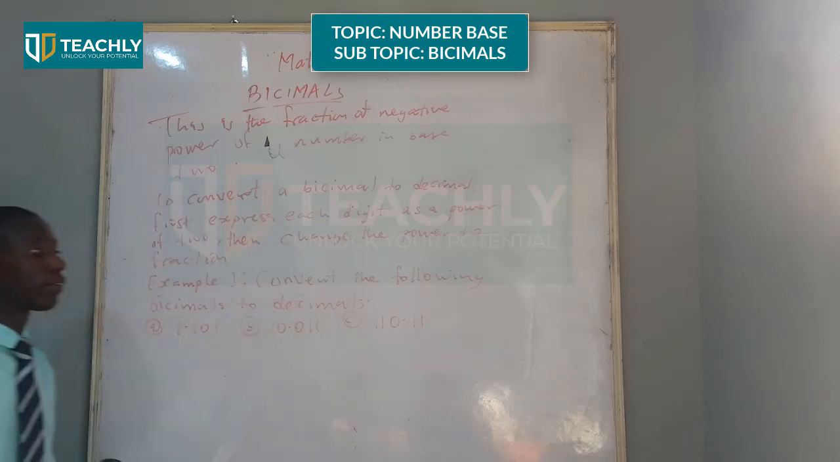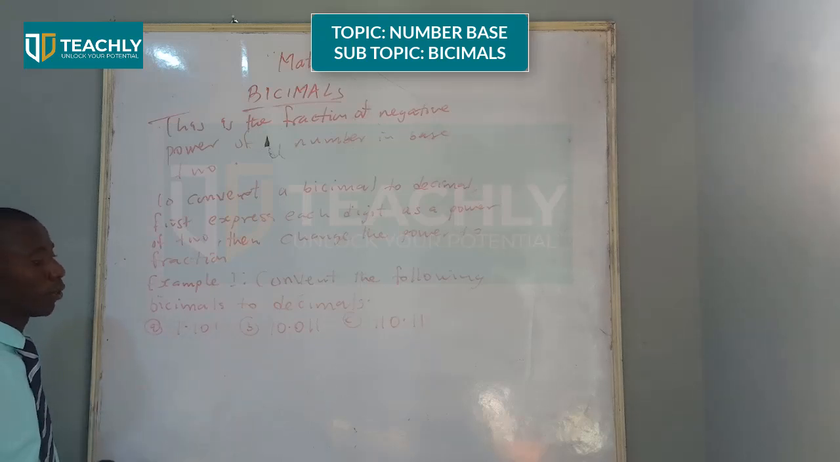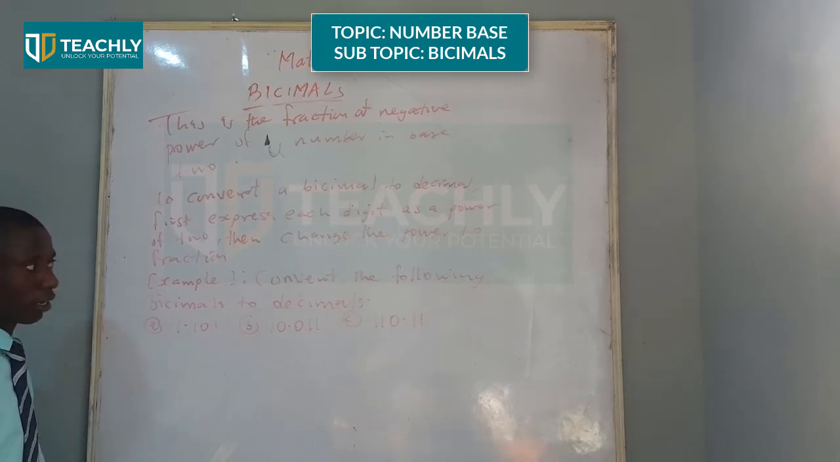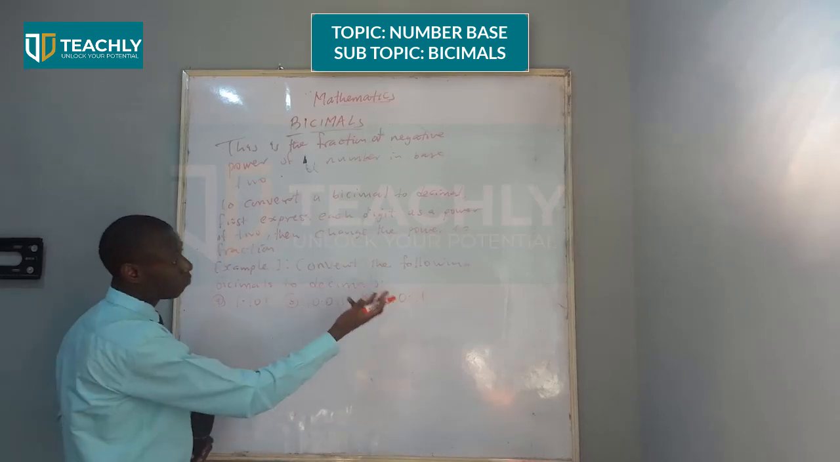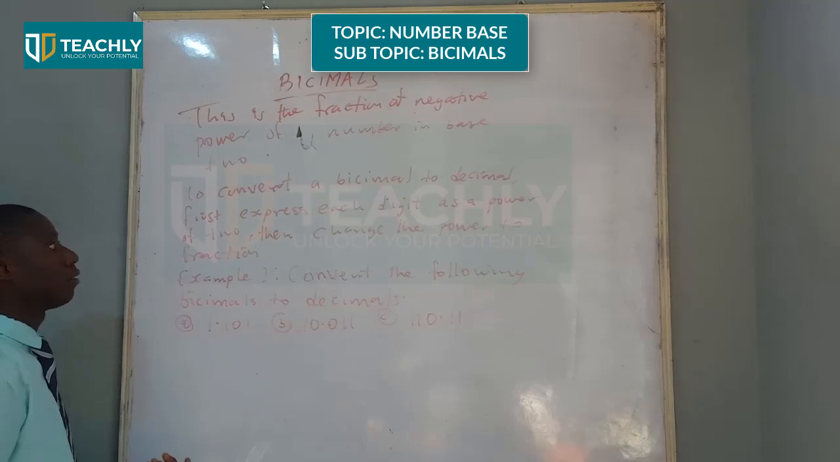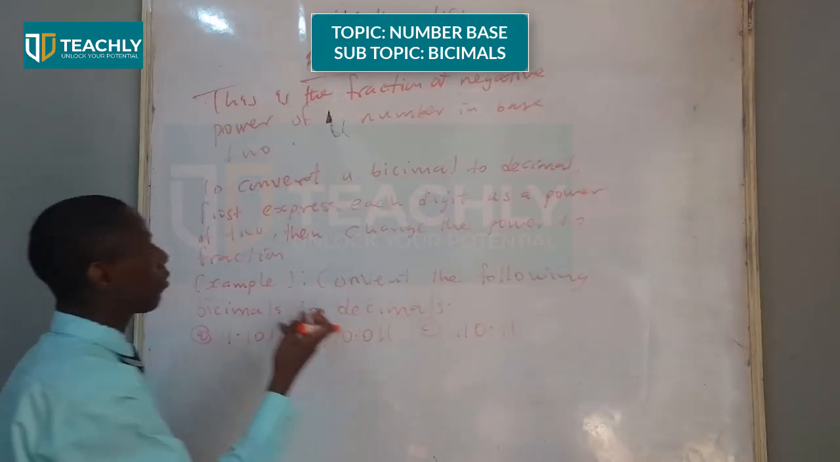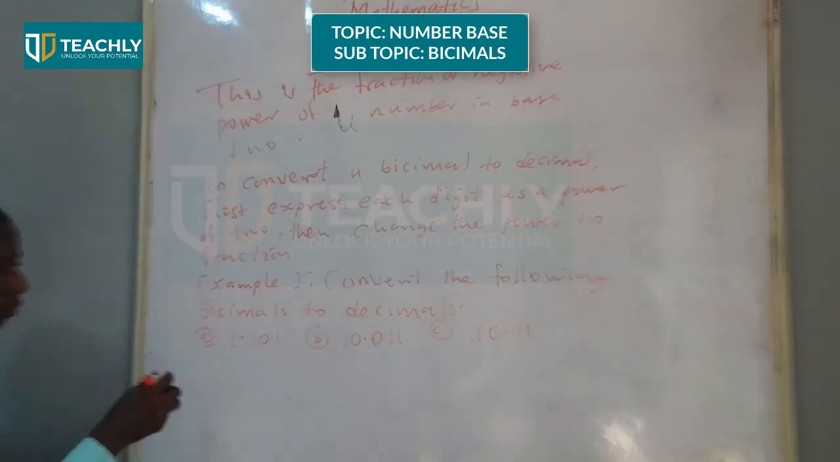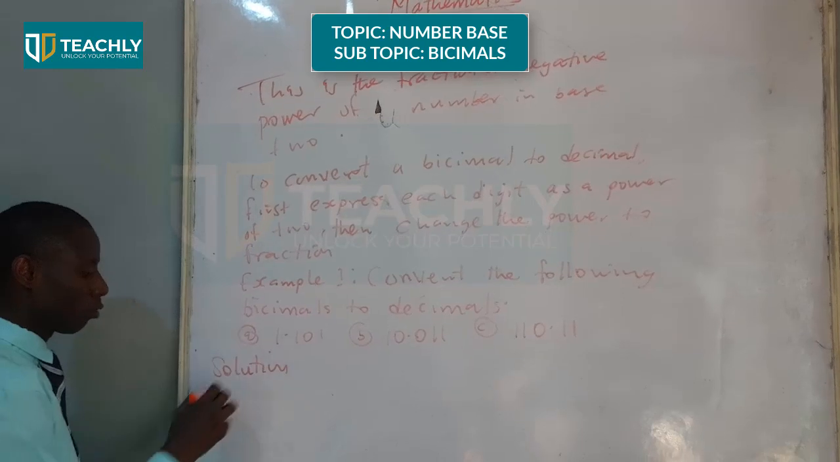So if you look at this, what do you notice here? It's like they are in decimal fraction. When you have a decimal fraction in binary, it's referred to as Bizima, like I said. So how do we now express them in decimal? That is, convert them to base 10. The first step is to express each digit as a power of 2. So let's look at the solution for the first one.